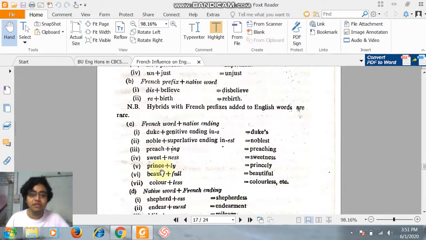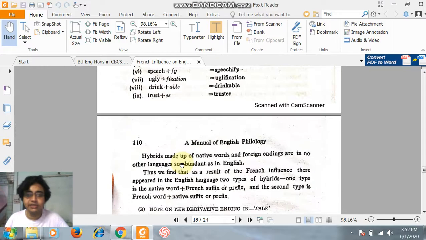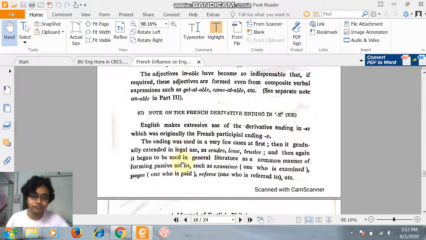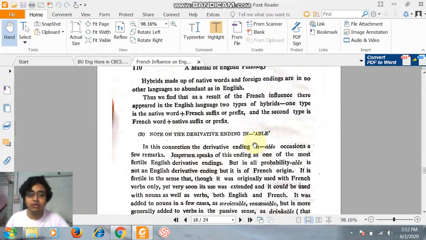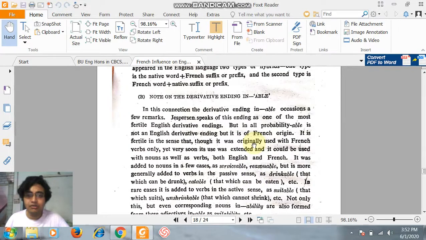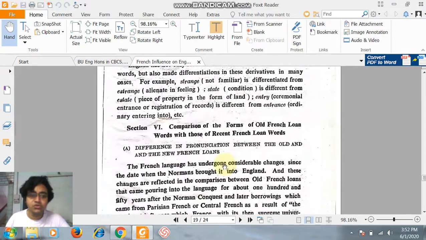Similarly, there are lots of examples, like duke, a French word, plus the native ending s, making dukes. Noble plus the superlative ending, noblest. Preach is a French word, plus ing, created preaching. There are also words with the derivative ending able. Basically, it is a kind of hybrid word. For example, serviceable, reasonable, drinkable, suitable, etc.